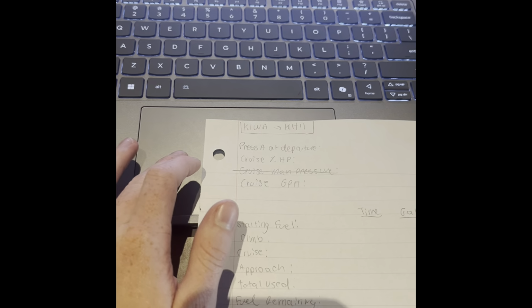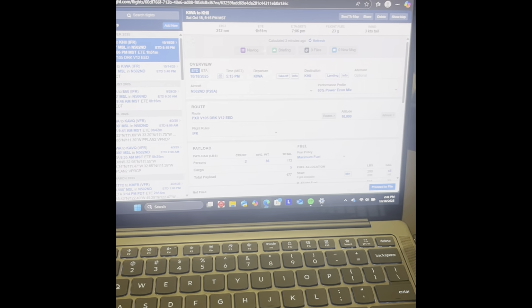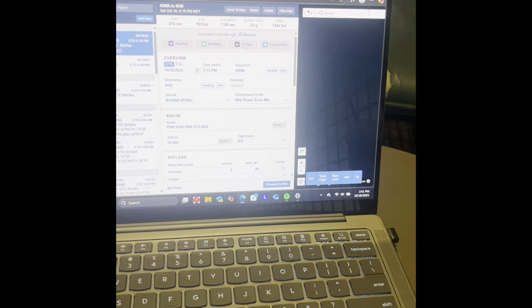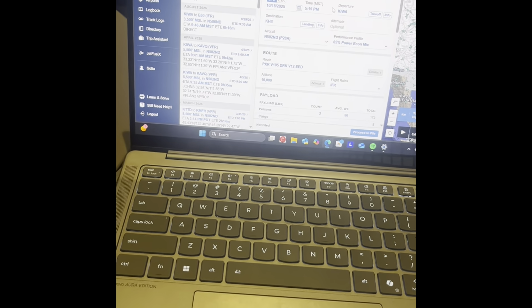So for the cruise, I just went to the route on ForeFlight. Let me see if I can pull it up. I went to flights, and then I'm just going to show on map. And on this route, we picked 10,000 feet MSL, so that's our cruise altitude.